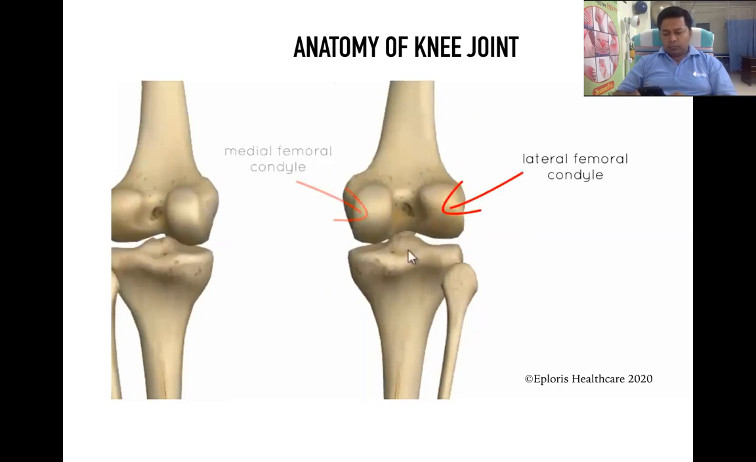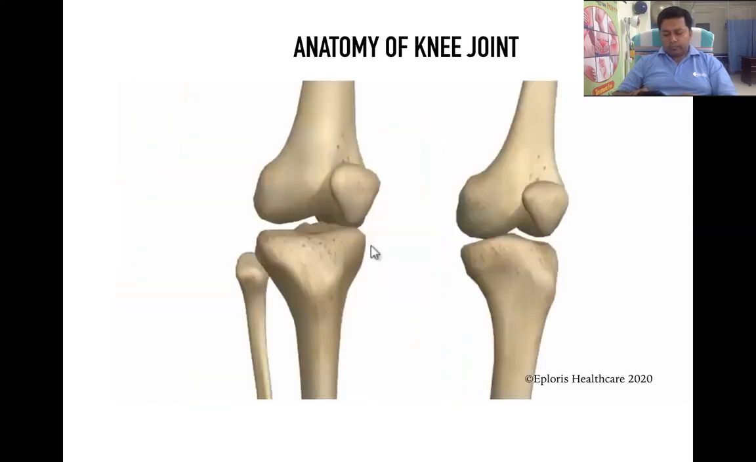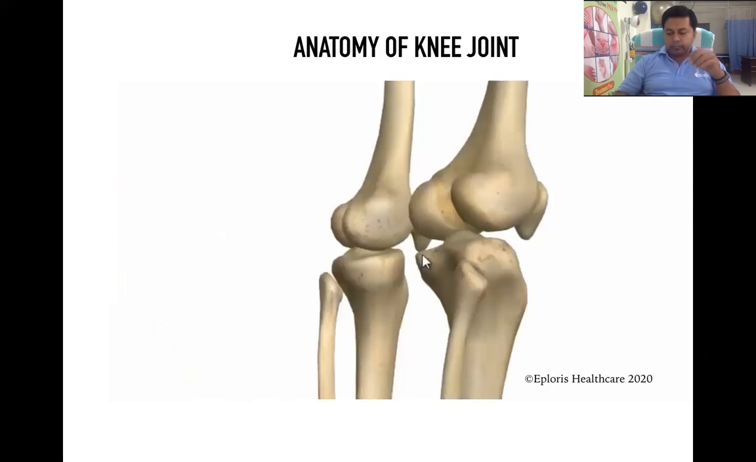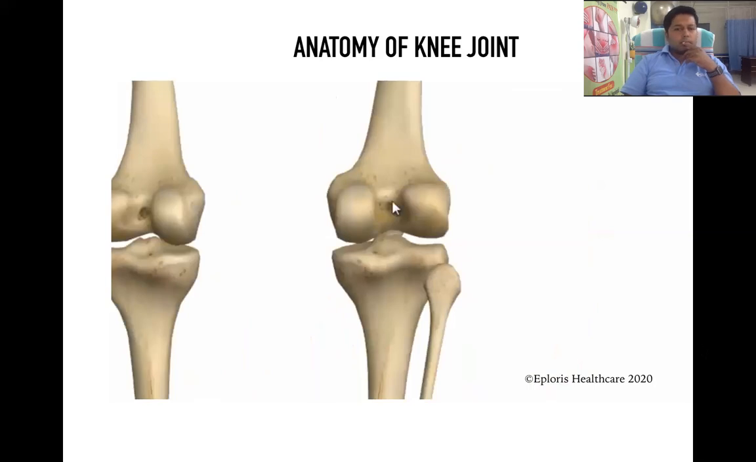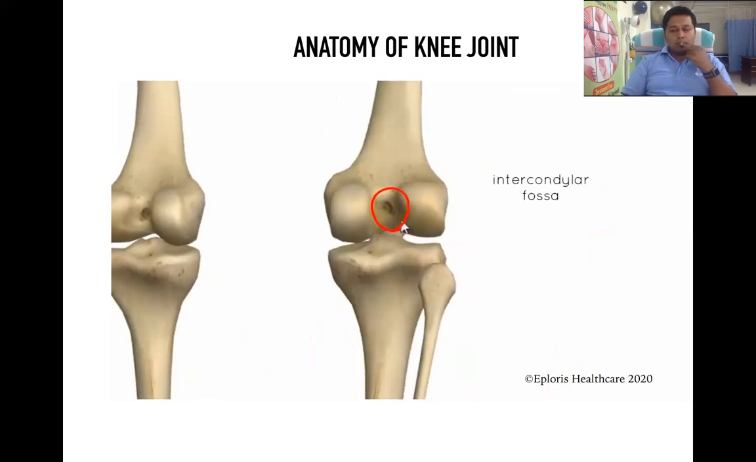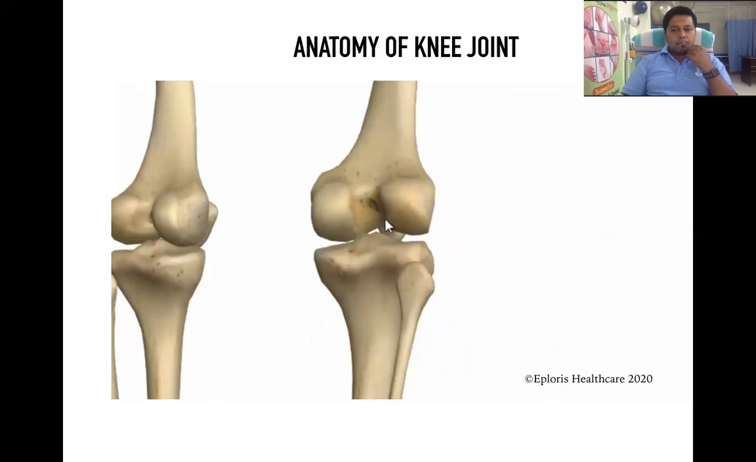and we've got the same for the tibia. So we've got medial and lateral tibial condyles, and the articular surface of the tibial condyle is the superior surface, which I'll show you in a moment. The two femoral condyles here are separated by this region, which sits between them. This is the intercondylar fossa. This fossa is the area where the anterior and posterior cruciate ligaments have their proximal attachment. I'll come on to talk about that in a moment.